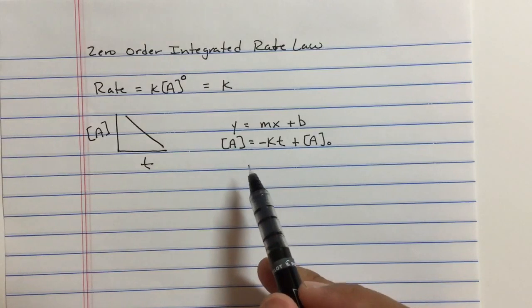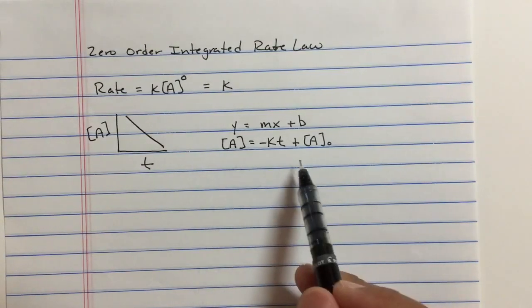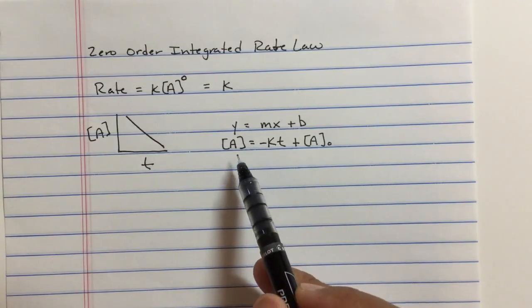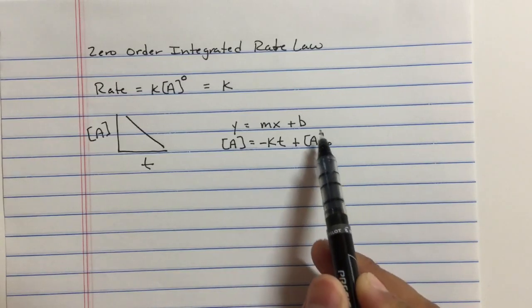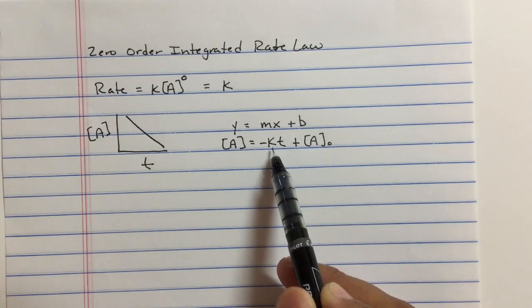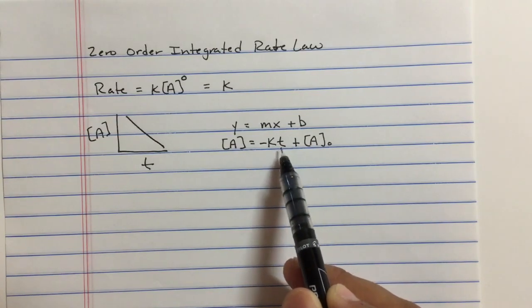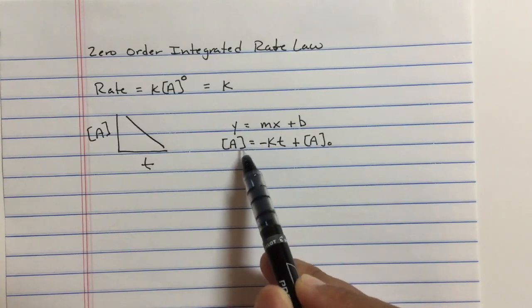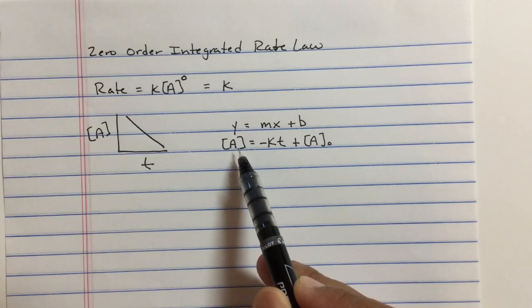Now, let's just talk a little bit about what this looks like and what's going on here. What we're saying is, if we know the initial concentration and we know the rate constant, we can always plug in a time, 5 seconds, 10 minutes, 30 hours. We can always plug in a time and calculate what the new concentration is going to be.